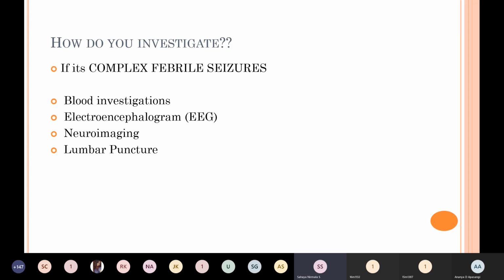If it's a complex febrile seizure, in addition to the blood investigations which we did for simple febrile, you have to do EEG, neuroimaging and lumbar puncture in complex febrile seizure.